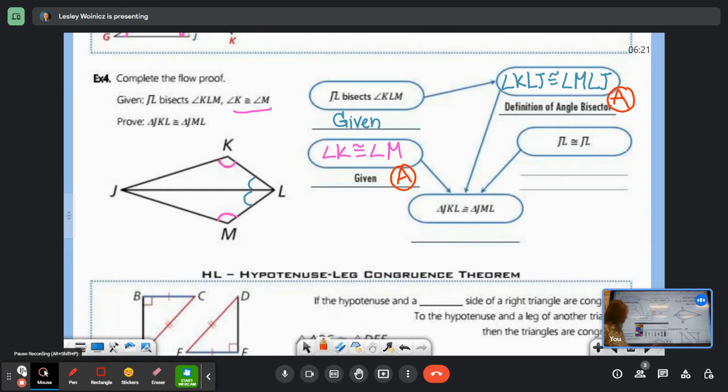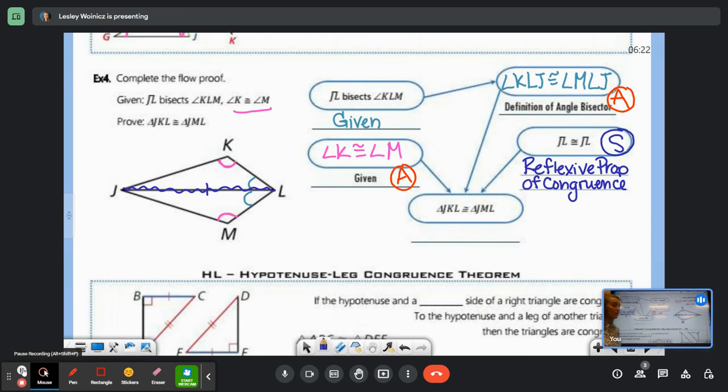All right, so if I look at my picture, I can see that my two triangles share the side JL. Okay, they're sharing a side. So that side is congruent to itself. JL is congruent to JL by the reflexive property of congruence. So now we have a side.